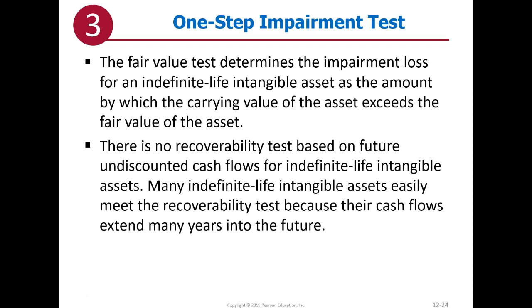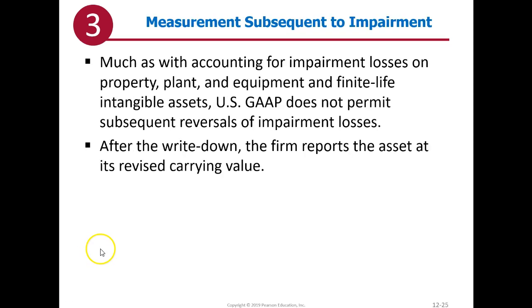There is no recoverability test based on future undiscounted cash flows. Many indefinite life intangibles easily meet the recoverability test because their cash flows extend many years. Remember, they're indefinite life into the future. So we go ahead and record the impairment loss directly. We record it as a debit to the impairment loss, and we credit the intangible asset or asset group together.